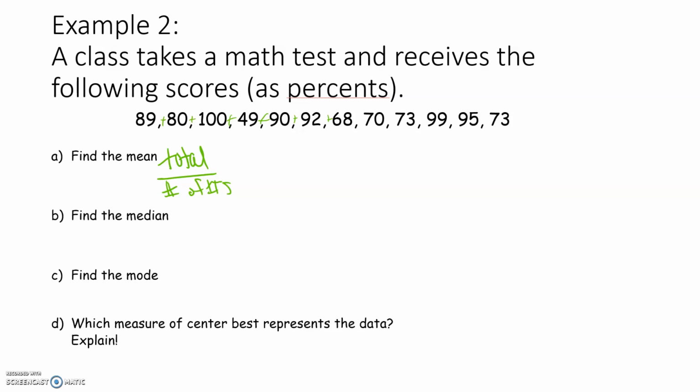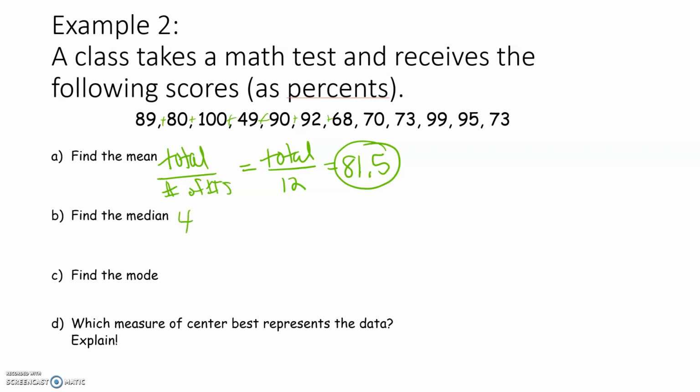Okay, so your total divided by, you have 12 numbers, should get you 81.5. Okay, so our mean is 81.5. Our median, remember, we have to put all of the numbers in order. So I'm going to start with the smallest number.